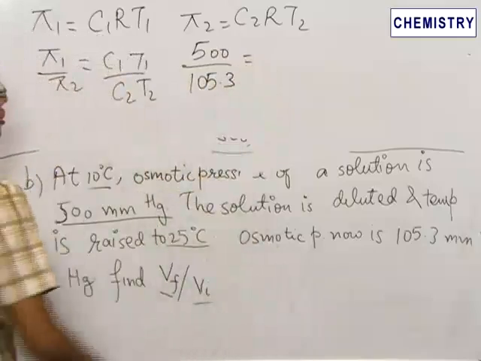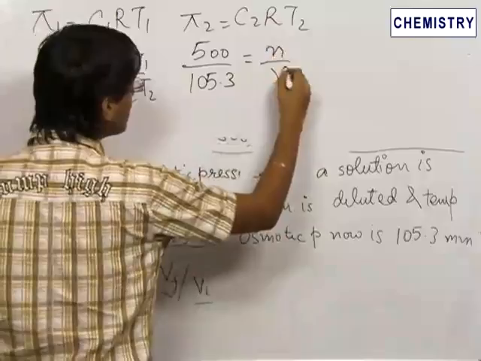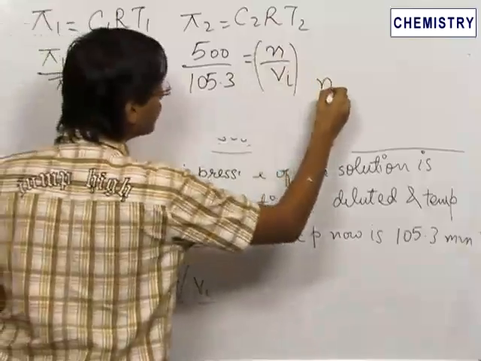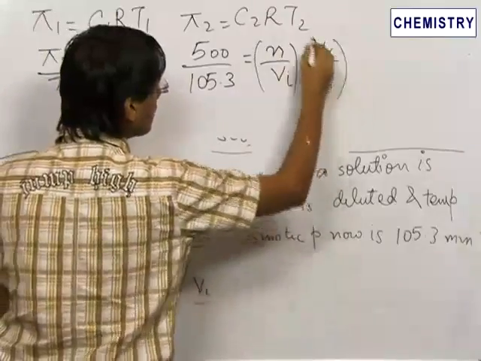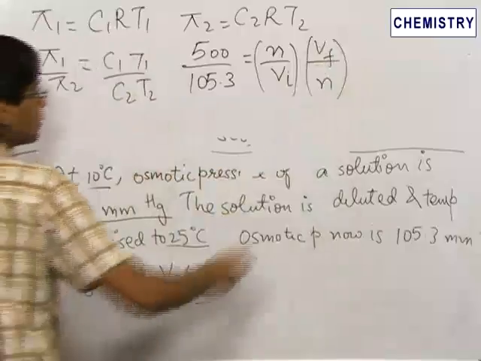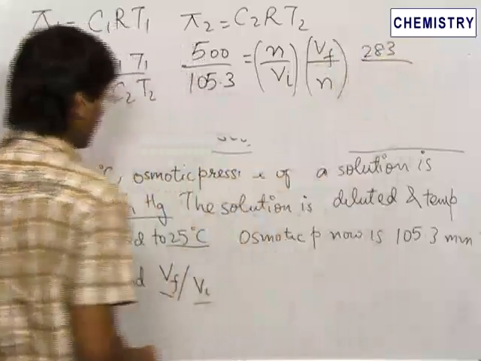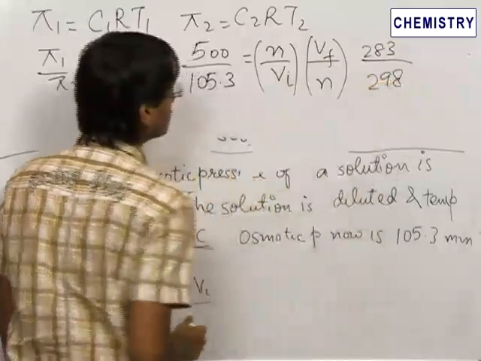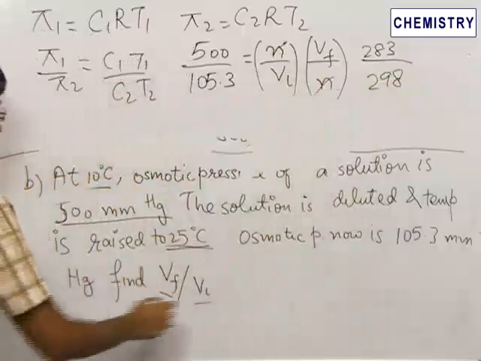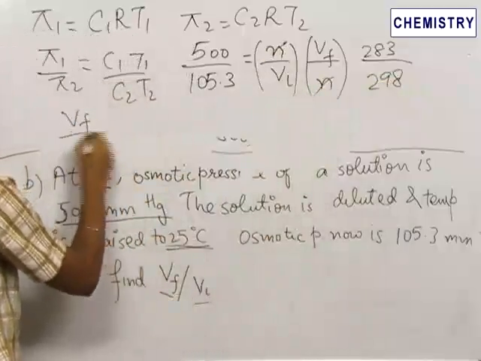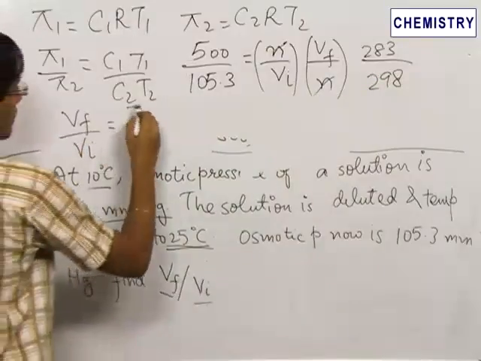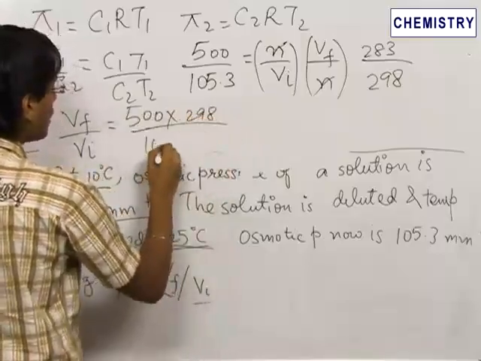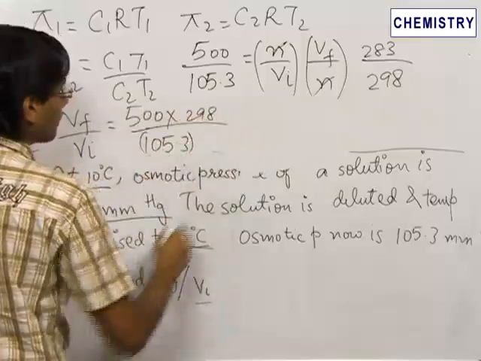Our initial pressure was 500 divided by the final pressure, which is 105.3, is equal to, let us say the initial concentration is equal to moles upon initial volume, and this is equal to moles upon final volume. The initial temperature was 283 and the final temperature is 298 kelvins. This n and n get cancelled. We want to find the ratio of V final and V initial, so V final by V initial is equal to 500 into 298 divided by 105.3 and 283.